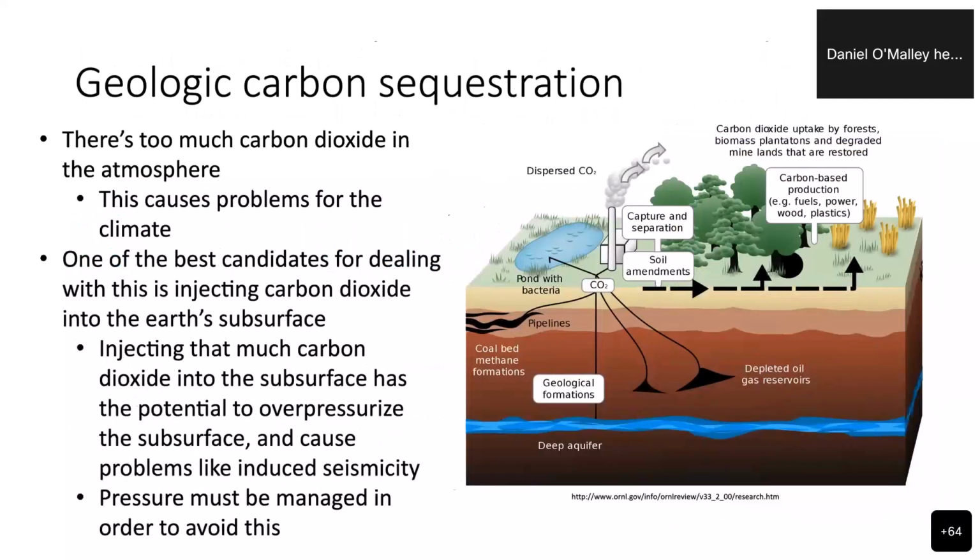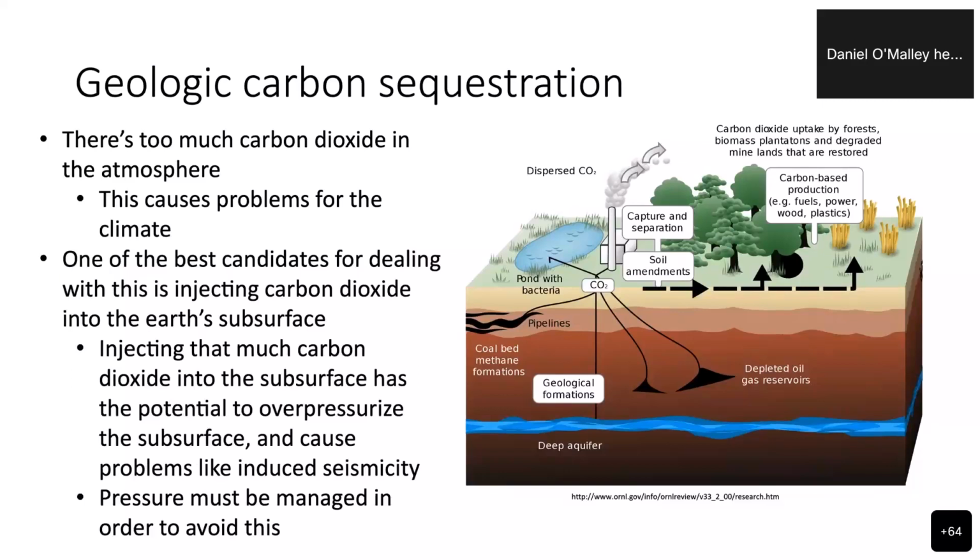All right, so now transitioning to a problem that's more closely related to SMART, related to geologic carbon sequestration. I'm sure everybody here already knows all this, but there's too much carbon dioxide in the atmosphere, and this is problematic for the climate. One of the best candidates for dealing with this is injecting carbon dioxide into the Earth's subsurface. But then, of course, there are various problems with that.